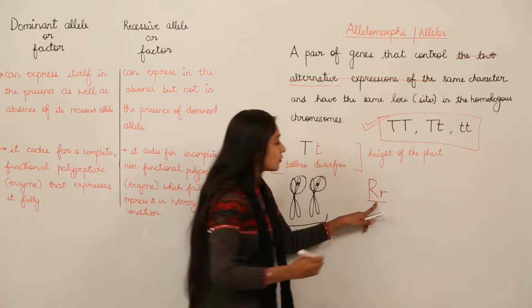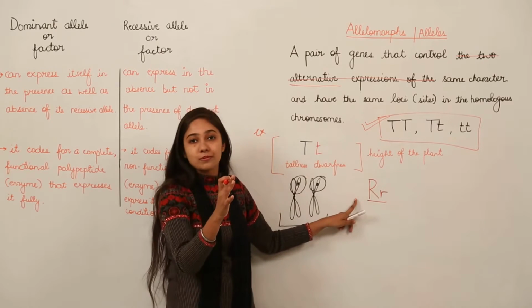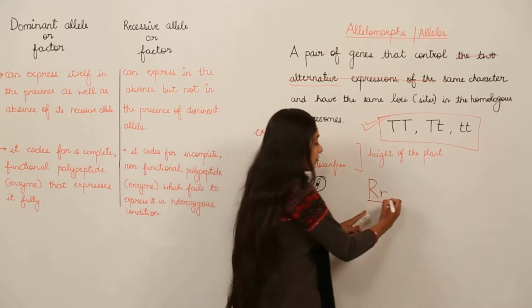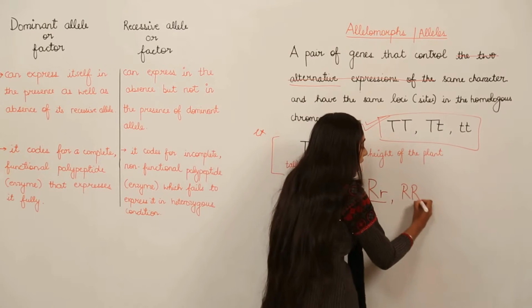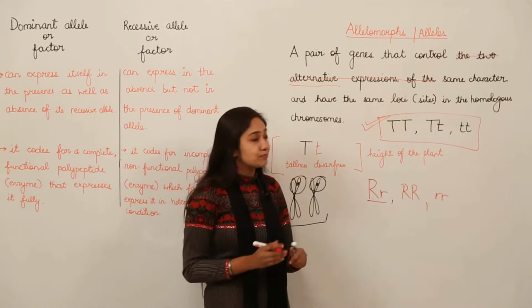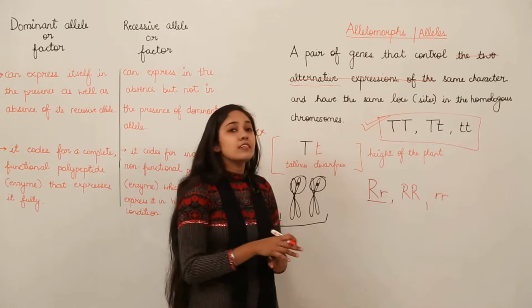So earlier alleles were considered only this type of pair because it is going to encode for alternative expressions. This is for round seeds and this is for wrinkled seeds. But nowadays we consider these also as what? Alleles, allelic pairs, allelomorphs or alleles. Okay. So remember, I hope now this is very clear to you. What are alleles and allelomorphs?